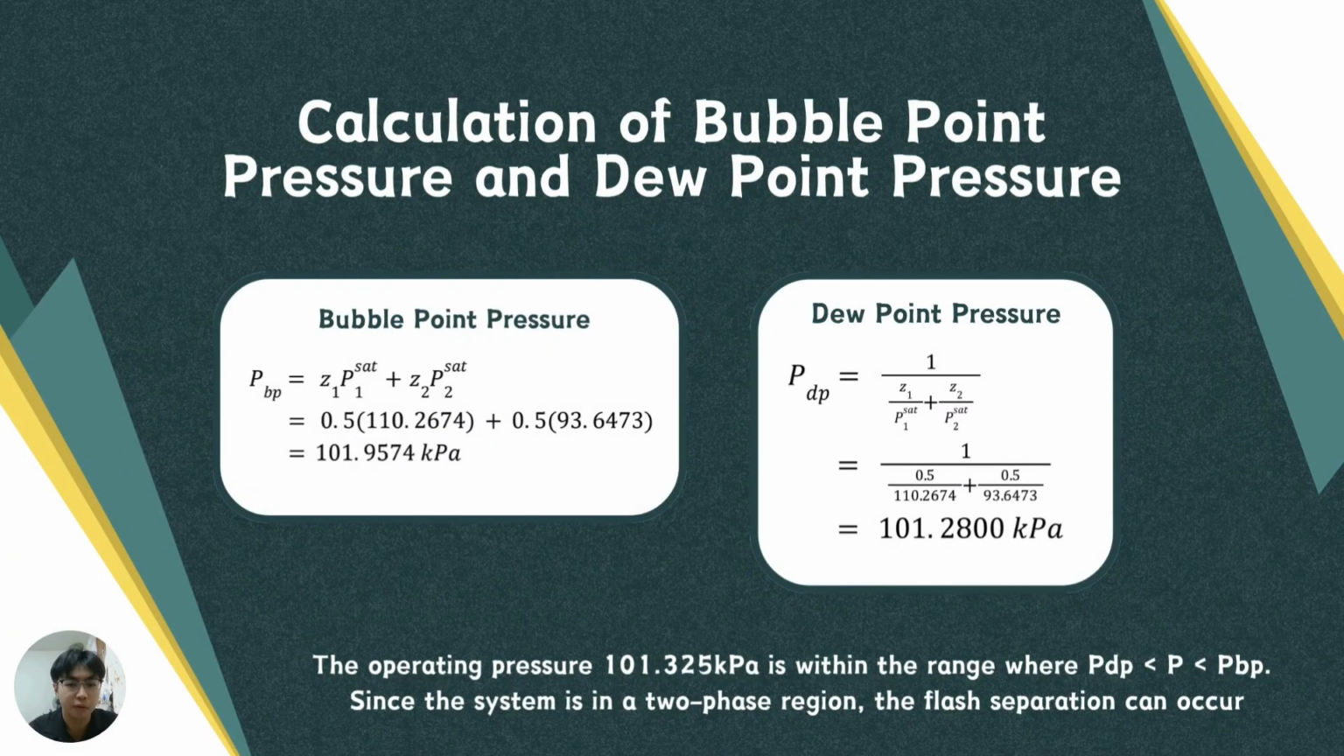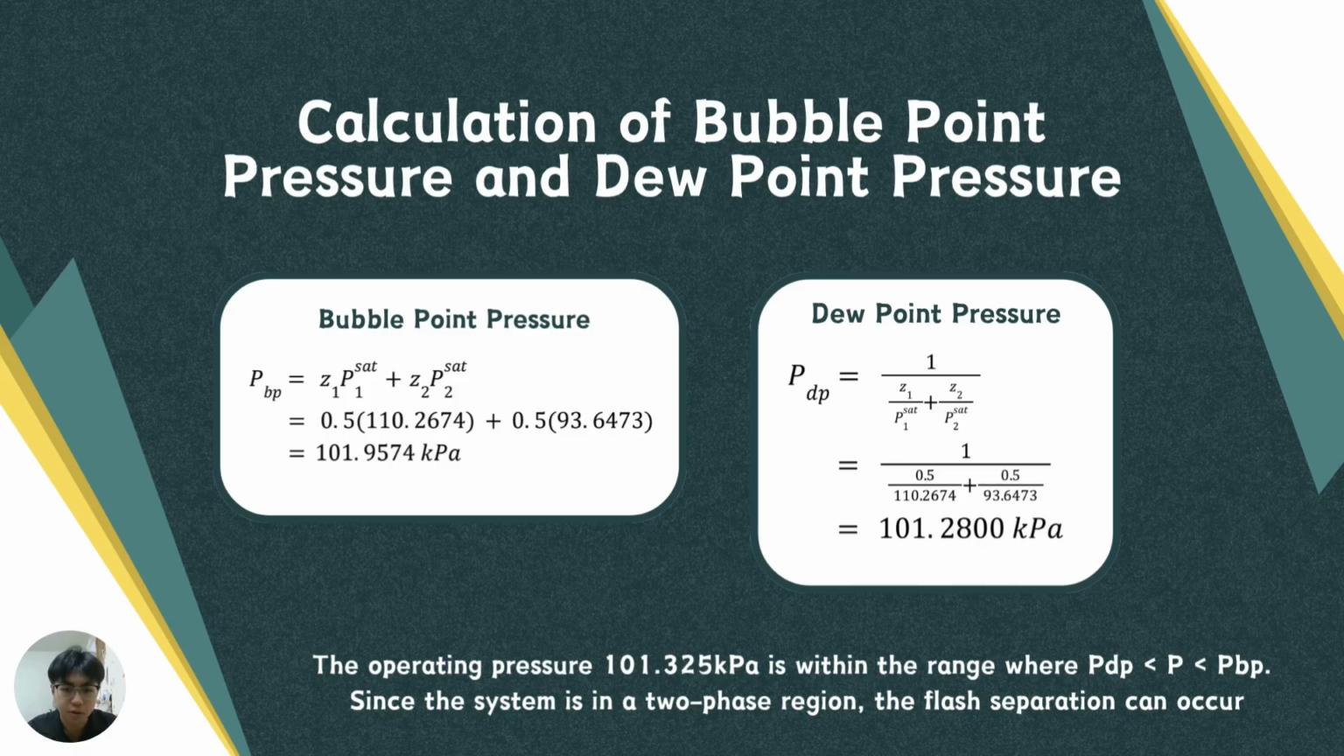Hi, I'm Yong Junwei. Before conducting any flash calculation, we must first confirm that the two-phase mixture actually exists at our chosen condition. To do this, we need to calculate the system bubble point and also dew point pressure using Raoult's law. On the left, we calculate the bubble point pressure, which is the pressure where the first bubble of vapor forms. Using our feed composition of 0.5 for both acetone and chloroform, this gives us 101.9574 kilopascal. On the right, we calculate the dew point pressure, representing the pressure where the first drop of liquid condenses. This evaluates to 101.28 kilopascal.